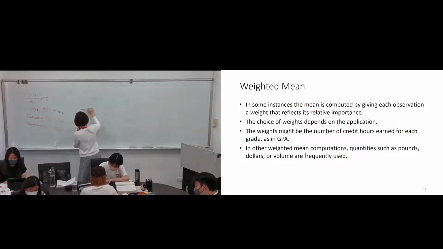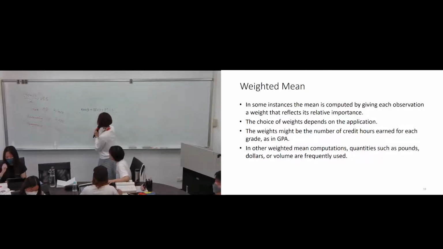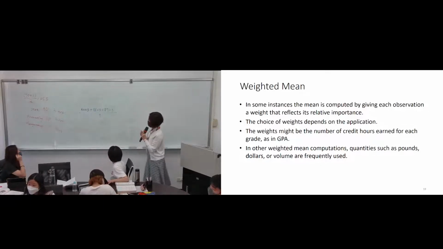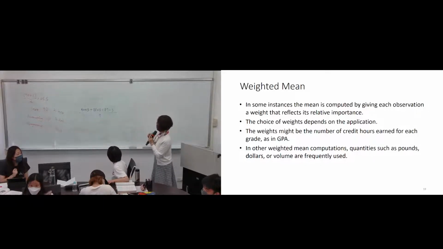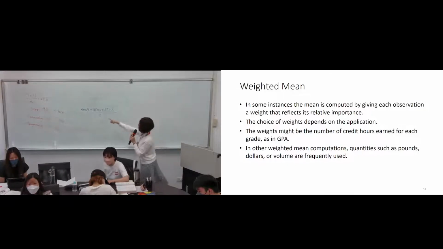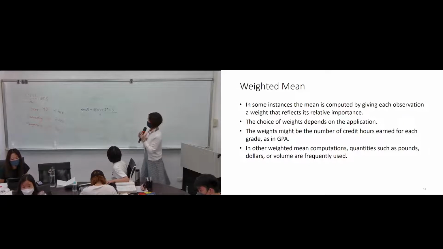90 multiplied by 3 plus 88 multiplied by 3 plus 87, and divided by... okay, and that's how we find your GPA. But okay, that's the mean. But to convert it into GPA, it depends.